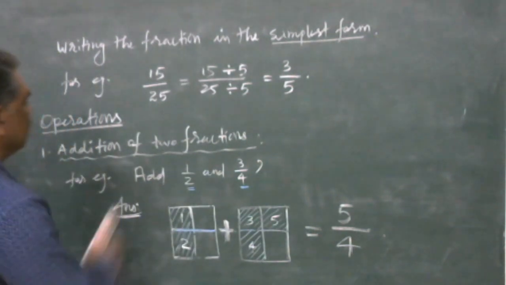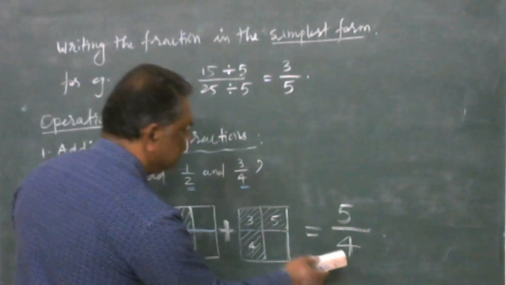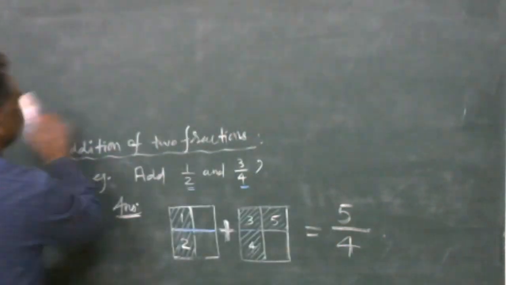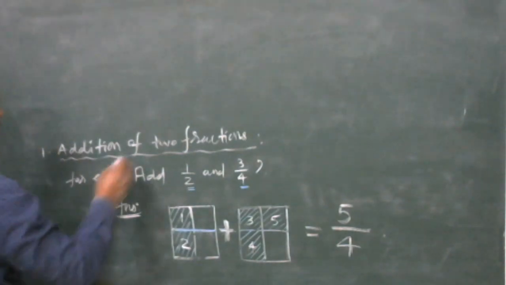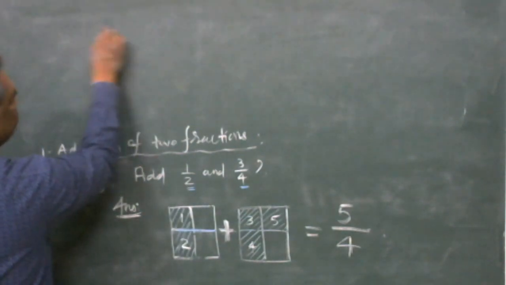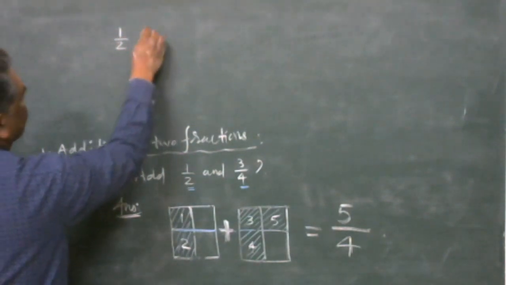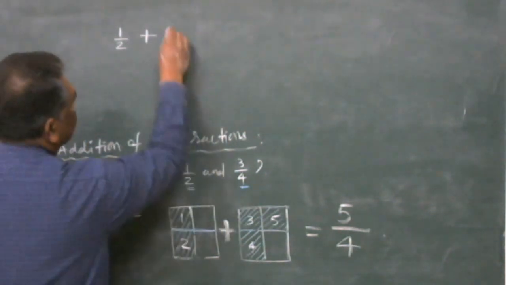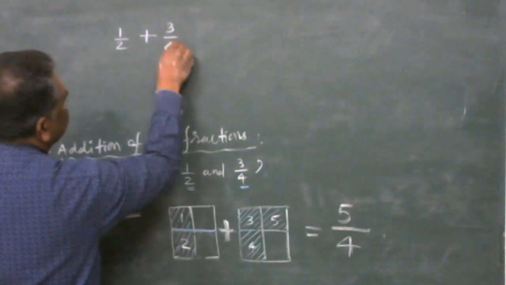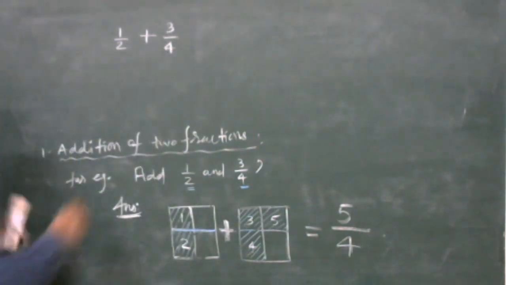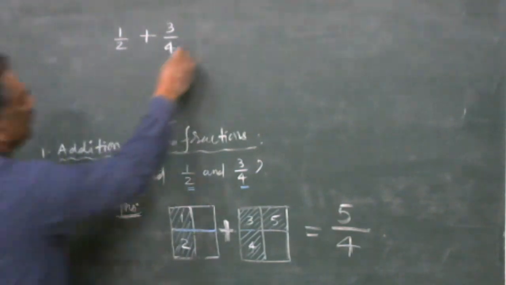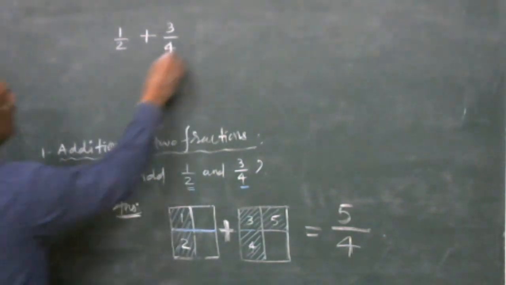Okay. So this is with the diagram I have done it. How do you do it without diagrams? Let me explain. First we need to write the first fraction, then the operation is addition, you put plus between them, and the second fraction is 3 by 4. Now the parts are not the same, so we will be using the idea of equivalent fractions.